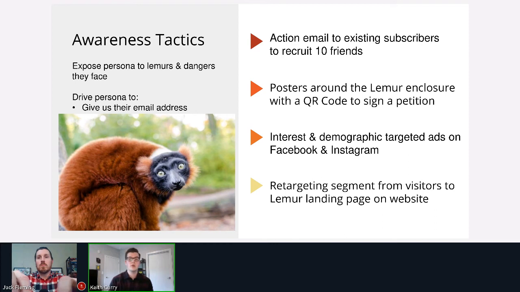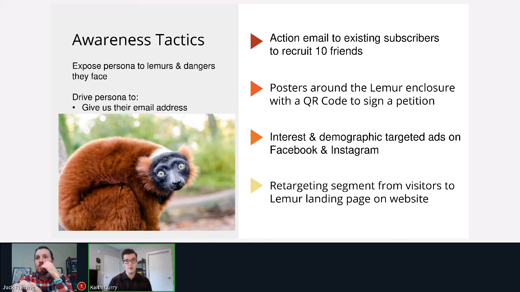After that, we are also going to be running interest and demographic targeted ads on Facebook and Instagram. So this is from using those interests that we pulled through for the persona. So for this scenario, national parks, traveling, environmental, climate change, those are all filters that you could put in on the back end for Facebook advertising.